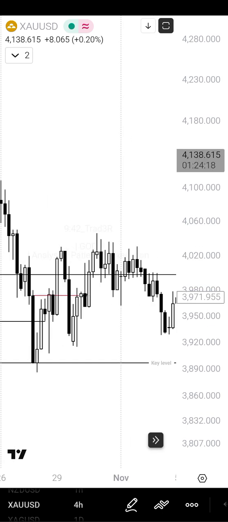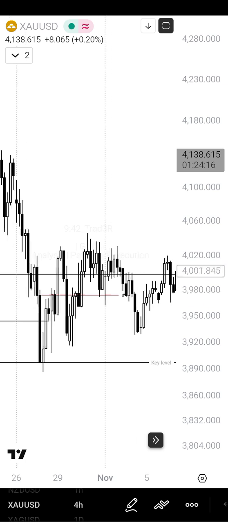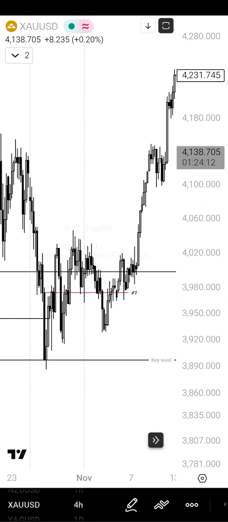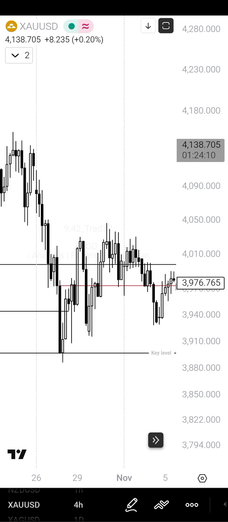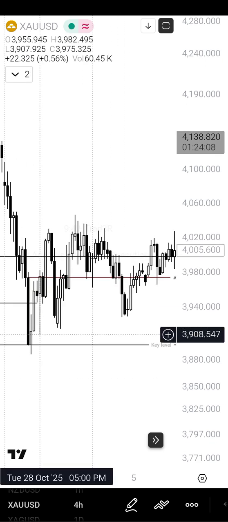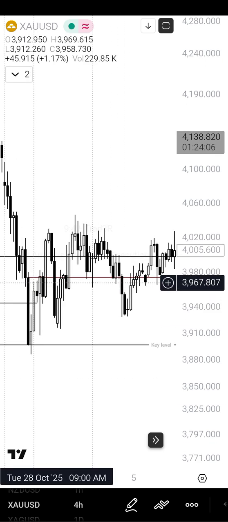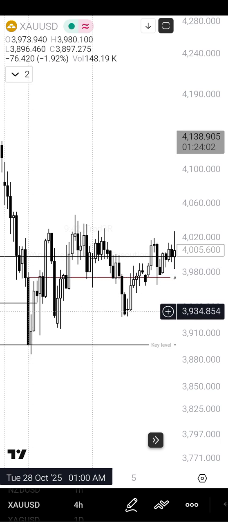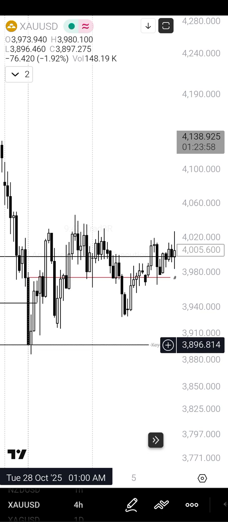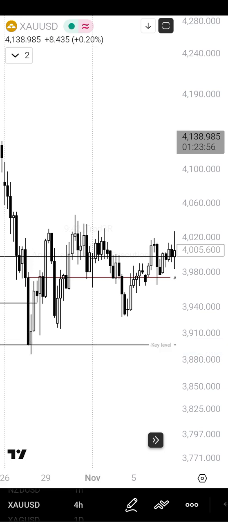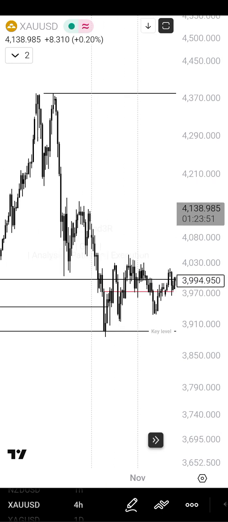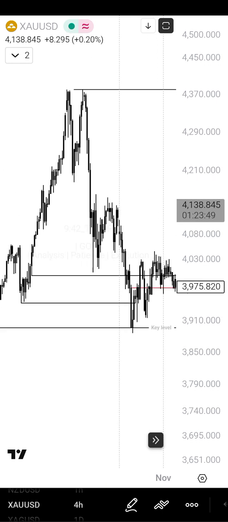That's your model number one, and you can see how price accumulated a long position at the model number one, the opening price, all the way down to the 50% of it. And you can see how they failed to exceed the low of the model number one. So that is a good example of manipulation.